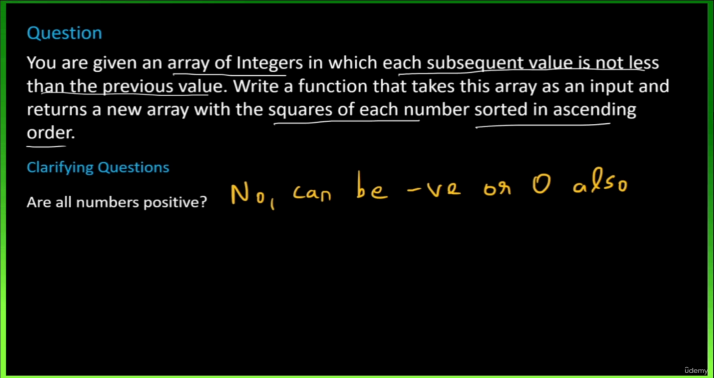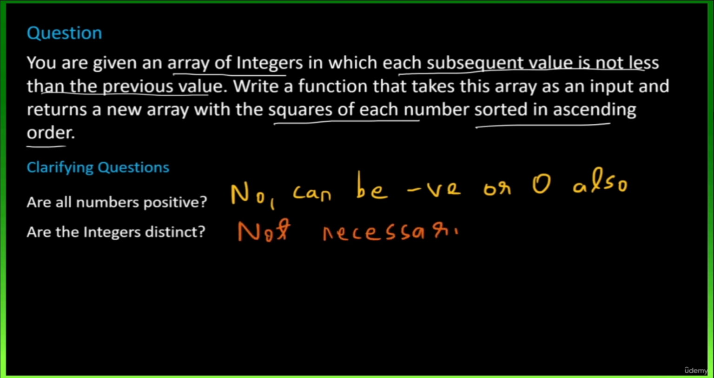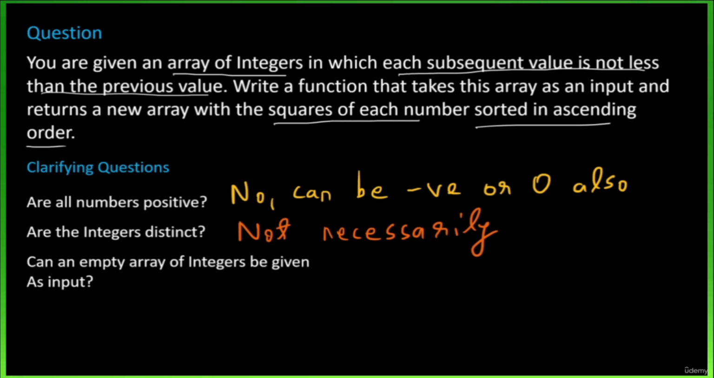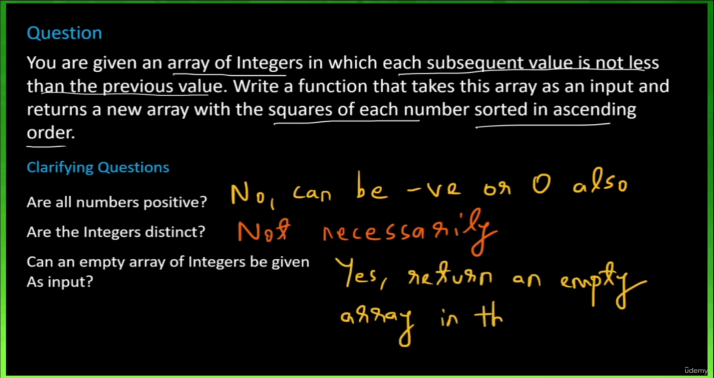Alright. Now another question could be, are all the integers distinct? A possible answer can be not necessarily, so that's not required. And another question could be, can an empty array of integers be given as an input? Now let's say the interviewer replies and says, yes, that can be possible. In that case, return an empty array as the output of the function.